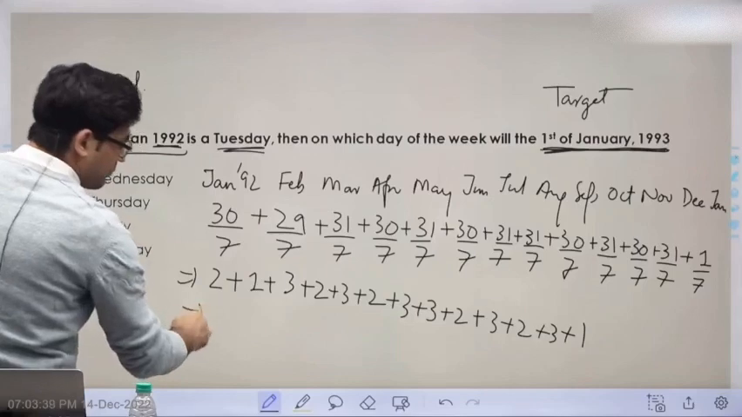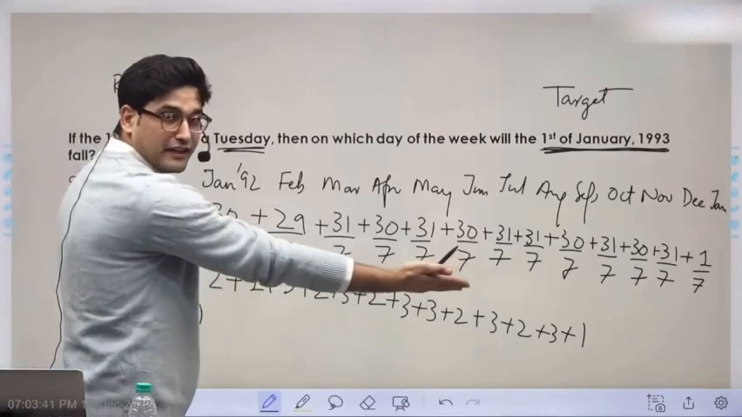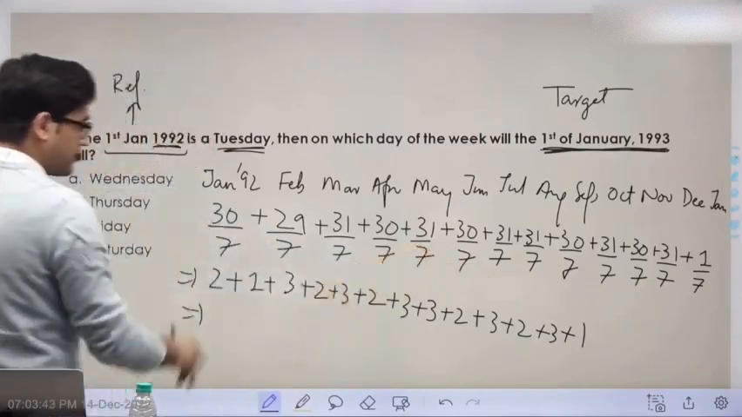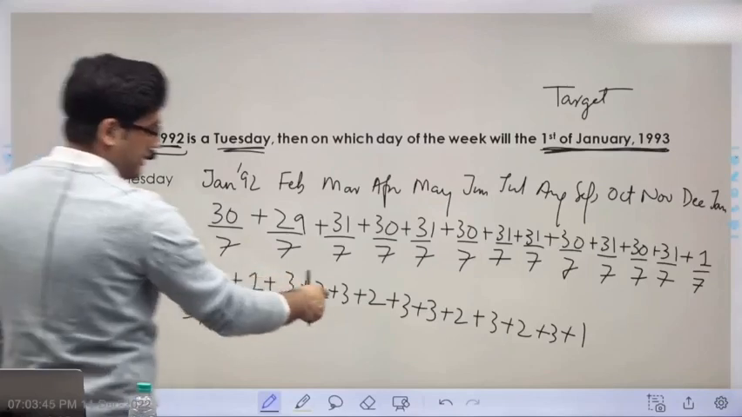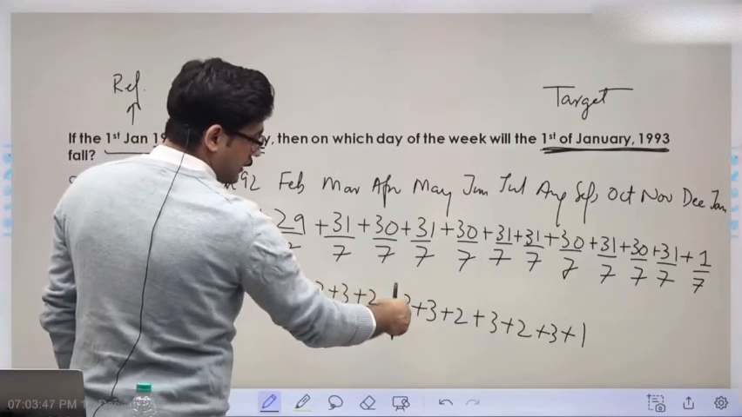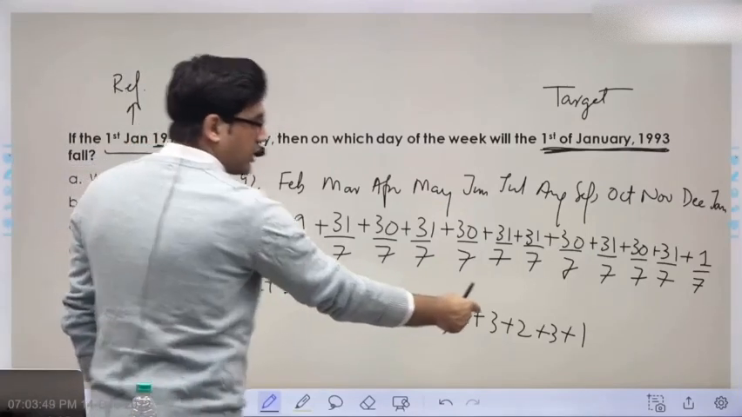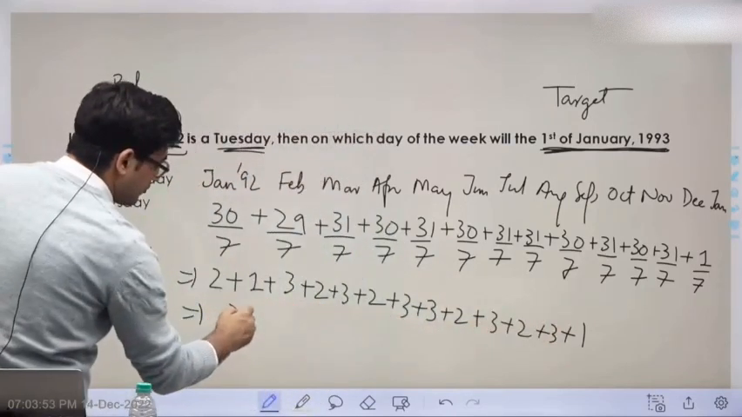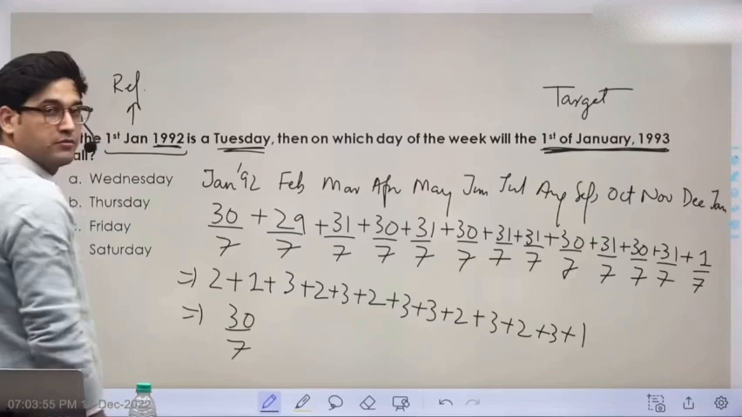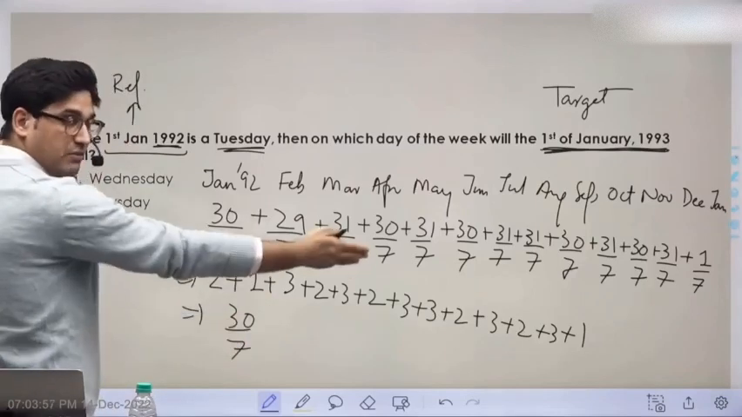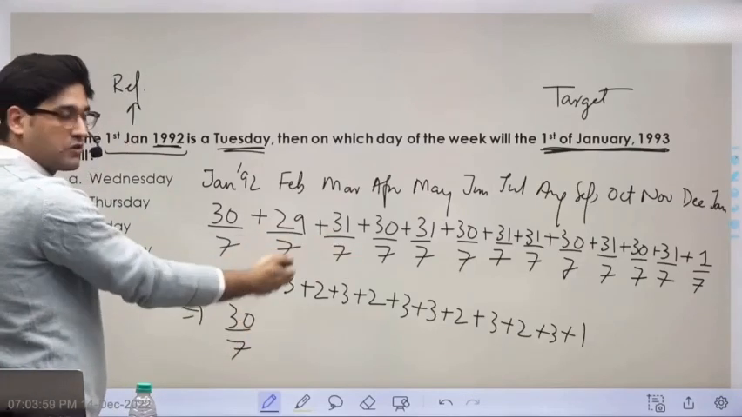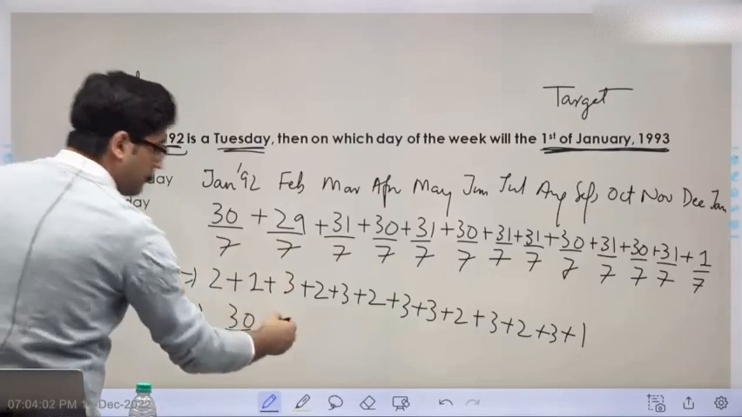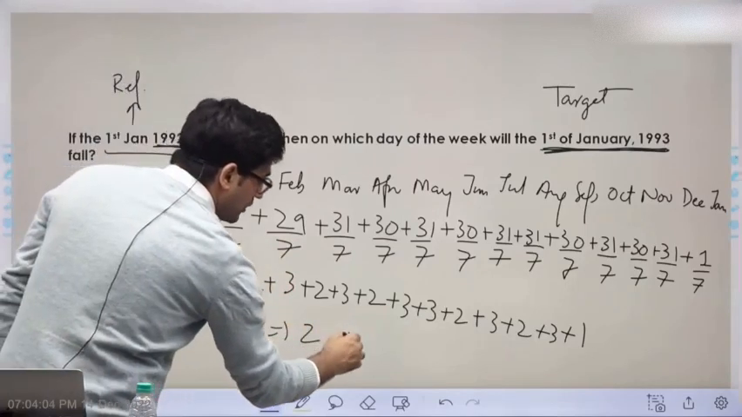Because this sum will obviously be greater than 7, find out what the sum is. 3, 6, 8, 11, 13, 16, 19, 21, 24, 26, 29, 30. 30 you divide by 7. Once again, why? Because the sum is greater than or equal to 7, it is further divided by 7. 30 divided by 7 will give you 2 odd days.